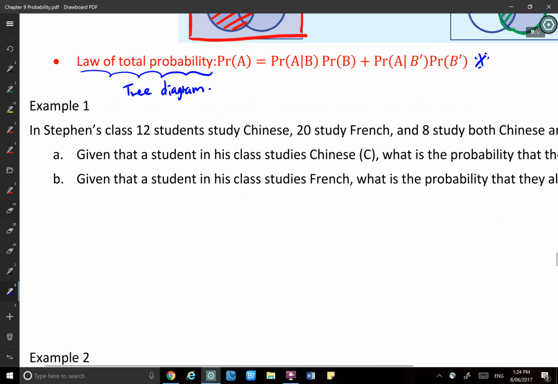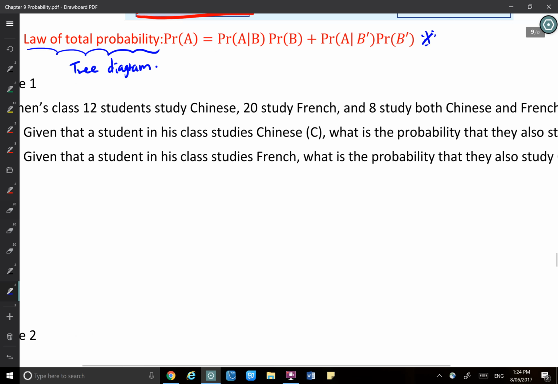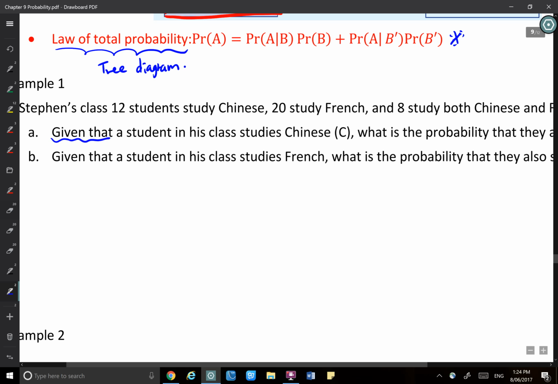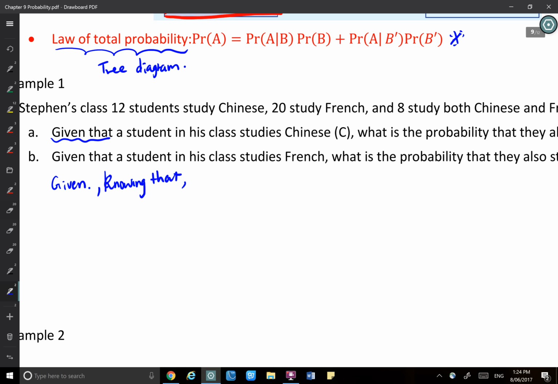Example 1. In Stephen's class, 12 students study Chinese, 20 students study French, and 8 students study both Chinese and French. Given that a student, can you see the word given? Or knowing that, or something like that. Those two appear a lot, and they show you it's a given condition. That tells you something already happened. There will be other ways to talk about given questions, but not as often as those two. I can't write all of them down for you, but you will understand. If it's telling you that something already happened, that is a given condition.